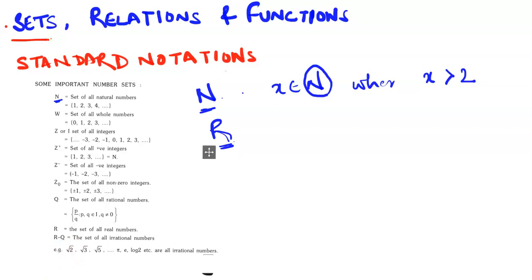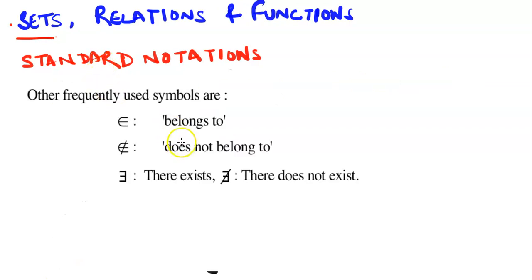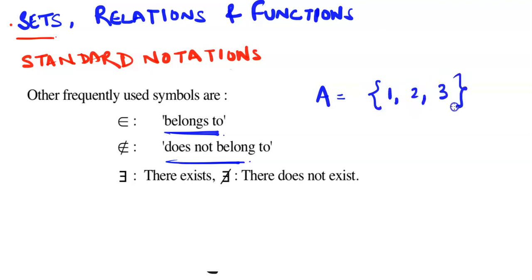Let's move to the next. Similarly, there are other symbols. We've already talked about symbols like belongs to, if a certain element belongs to a set or does not belong to a set. So we say there's a set A with elements 1, 2, and 3. Then 1 belongs to A and 4 does not belong to A.